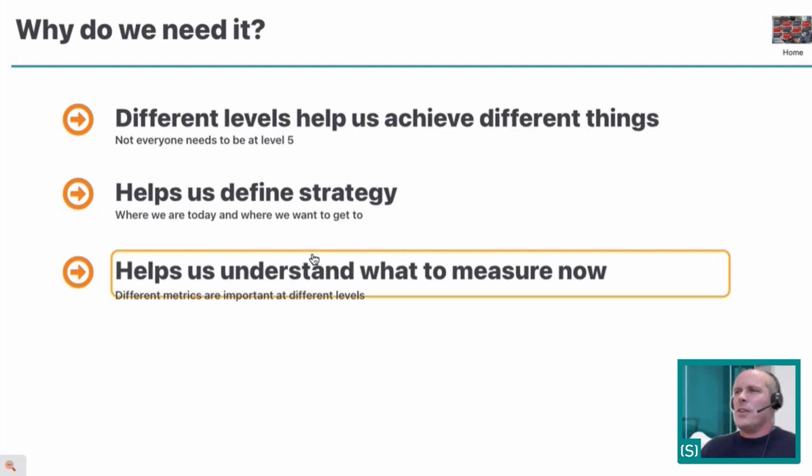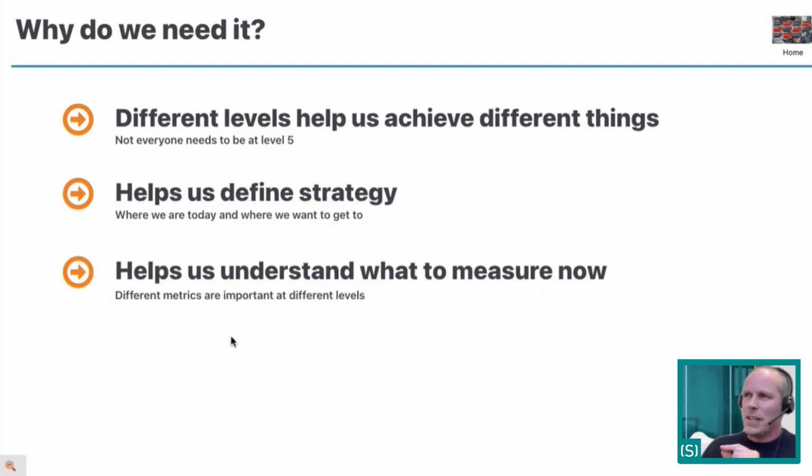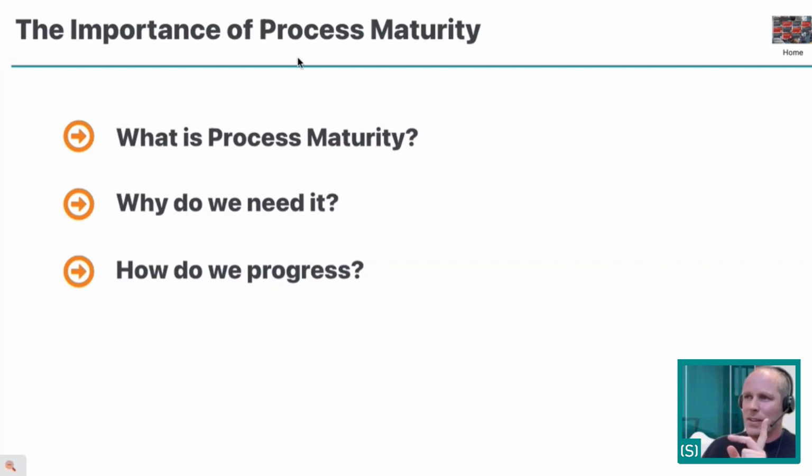So what I'm going to do is show you a bit more on the metrics in a second, but the last point that I wanted to cover quickly was, how do we progress? Okay, so we know what the maturity model is. We know how it helps the organization. We can work out where we are, and we can work out where we want to get to. So how do we actually progress with that?